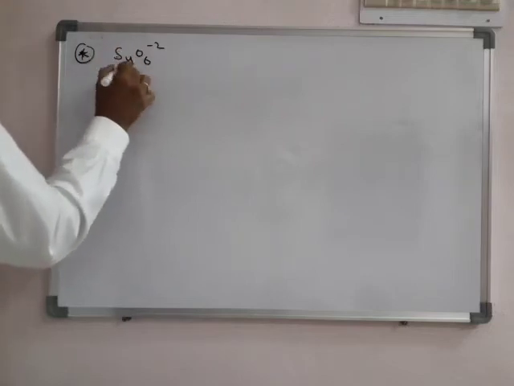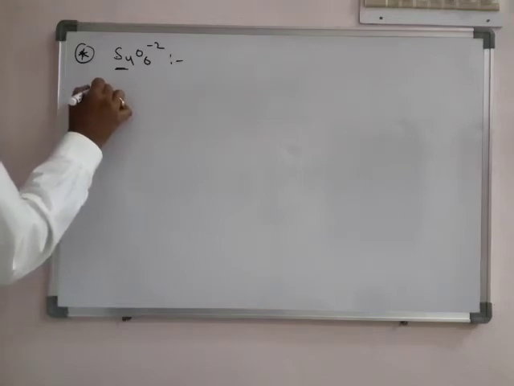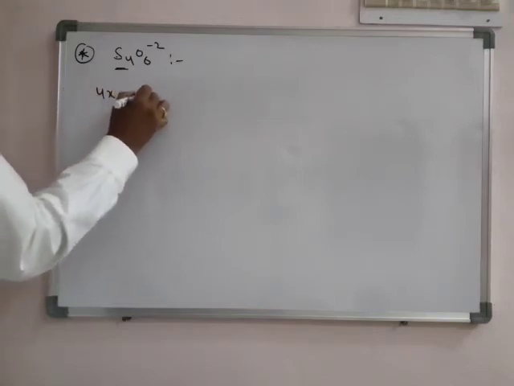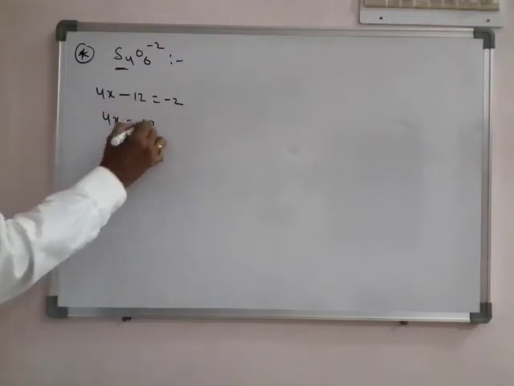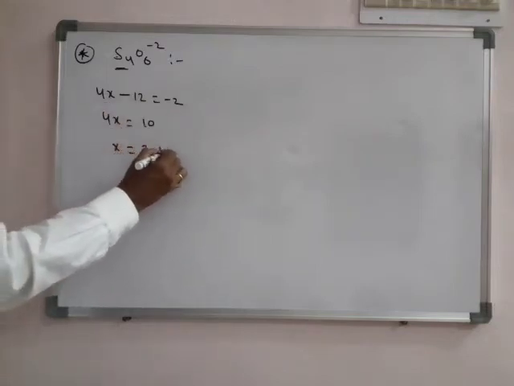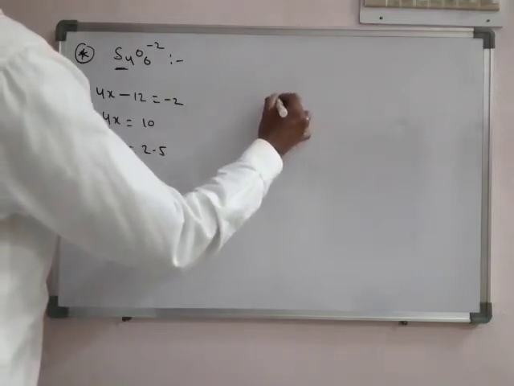Next, S4O6 minus 2. What is the sulfur charge? So 4x minus 2 equal to minus 2, which gives 2.5. But then you mentioned sulfur is having a structure like this.